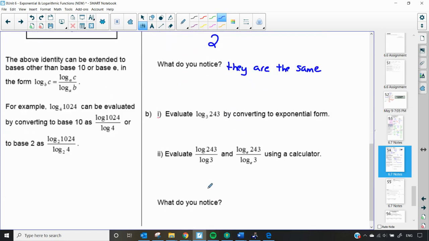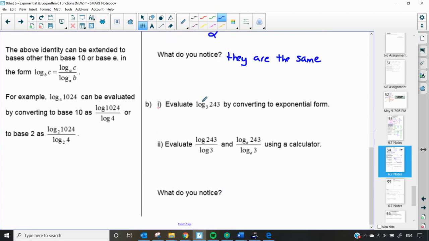Now let's try this with one more example. We've got log base 3 of 243. If we want to convert this to an exponential form, we can write that as log base 3 of 243 equals v. So 3 to the v equals 243, and 243 written in exponential form is 3 to the 5. So we've got 3 to the v equals 3 to the 5.